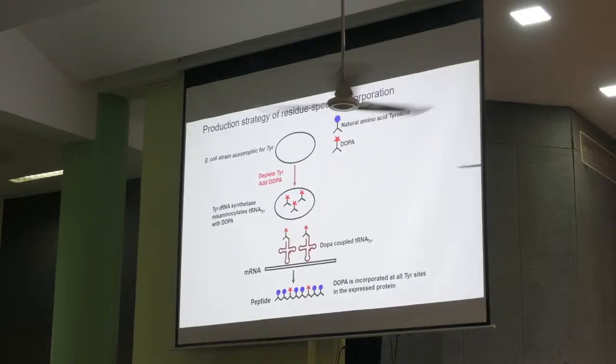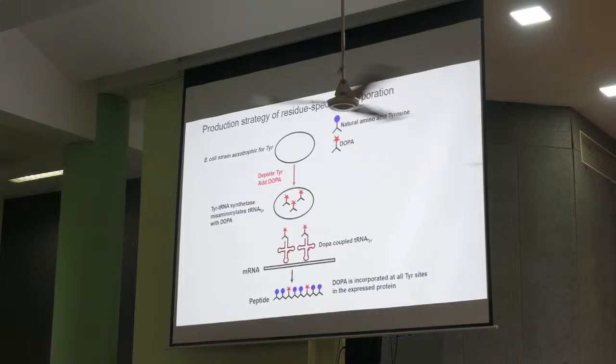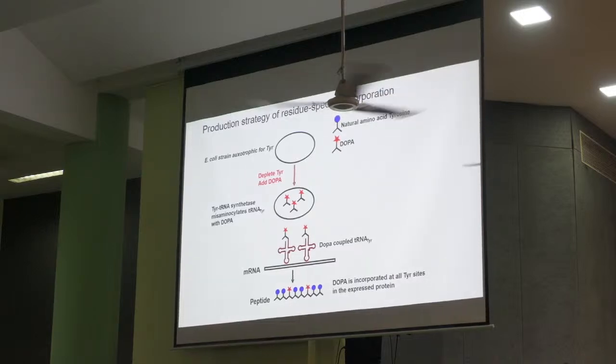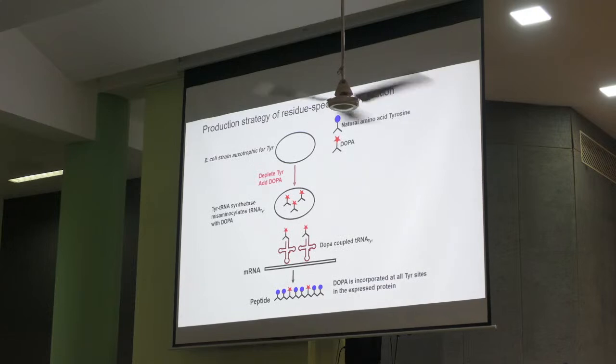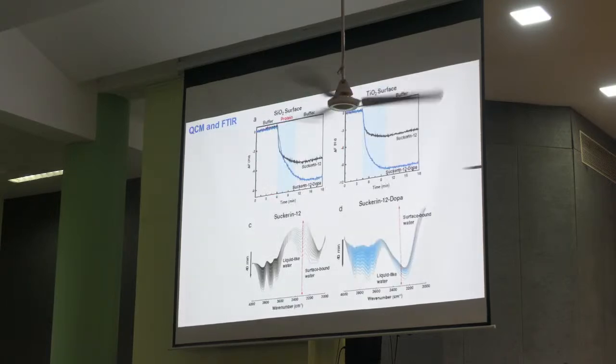So what will happen during that time? E. coli starts to misaminoacylate in the absence of tyrosine. The E. coli tRNA and tRNA synthetase start to work, and wherever tyrosine is encoded by sense codons, it will replace it with the dopa amino acid. So finally, what you get is a full-length protein where, wherever the tyrosine codons are, it is replaced with dopa. That's how we get the protein.